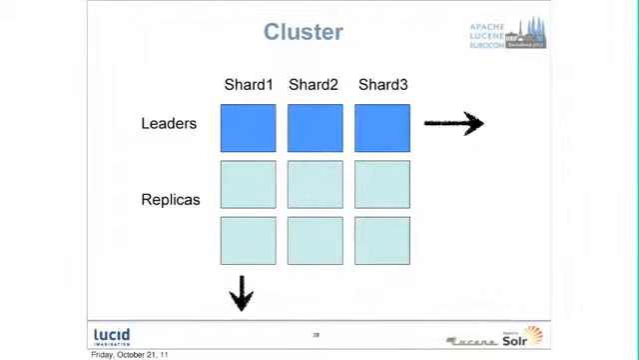So basically, this might be a cluster layout. This would be 3 shards, each shard with 2 replicas. Each of the shards is going to have a leader. If you add a document to any of these shards, you can add it to any replica. Say you add it to this replica, it's going to forward it to the leader.